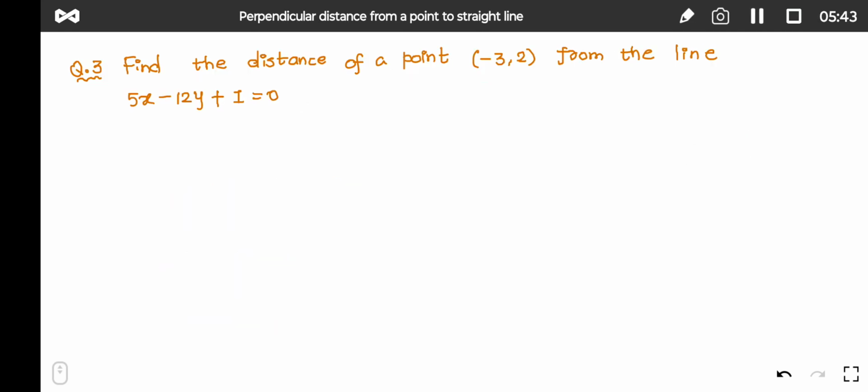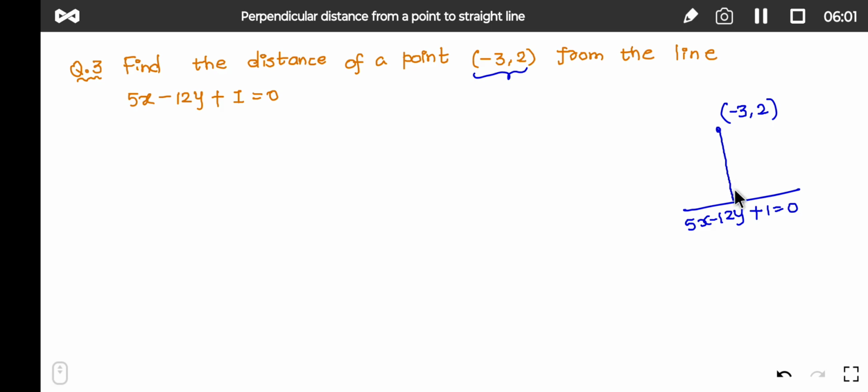Look at one more example. Find the distance of the point minus 3 comma 2. Let's say this is minus 3 comma 2, and one more line is there, 5x minus 12y plus 1 is equal to 0. We have to find the perpendicular distance from this point to the straight line. Here minus 3 comma 2 is our x1 and y1 value. a is here 5, b is here minus 12, and the value of c is 1. So we'll apply the distance formula.